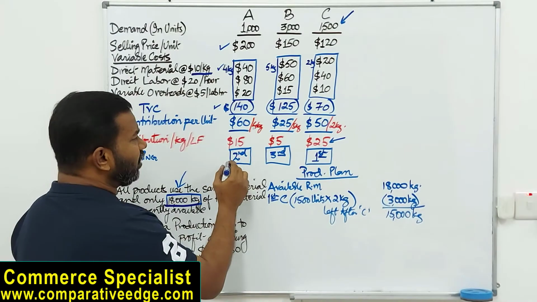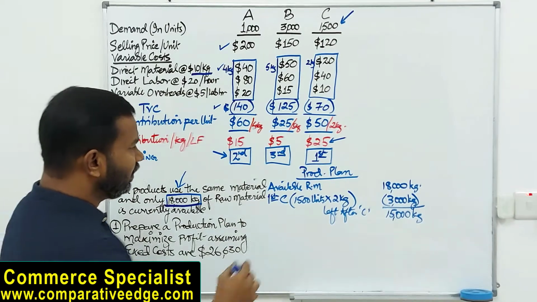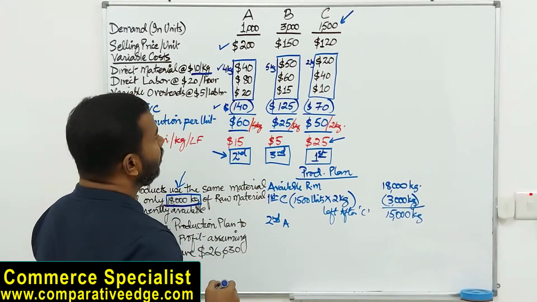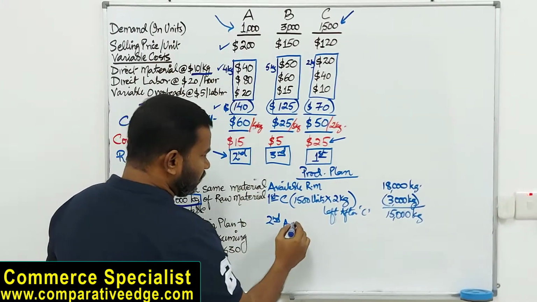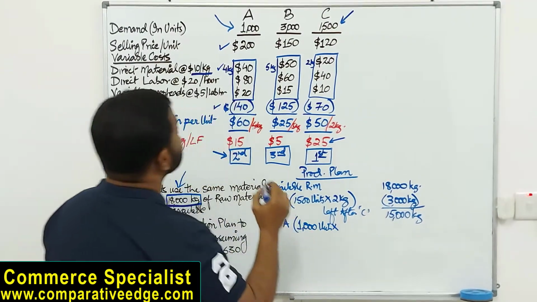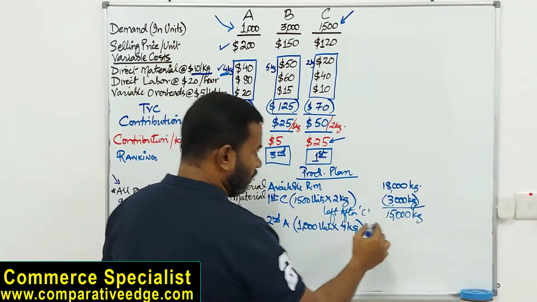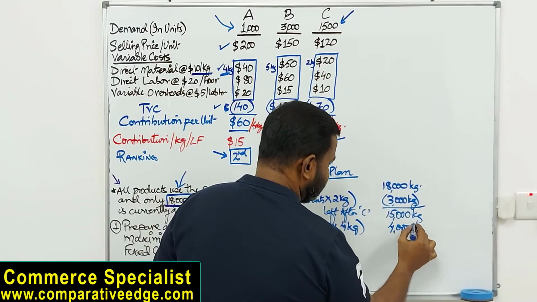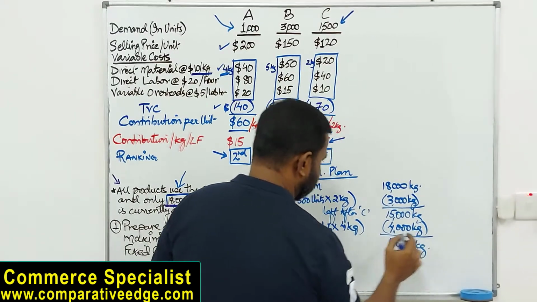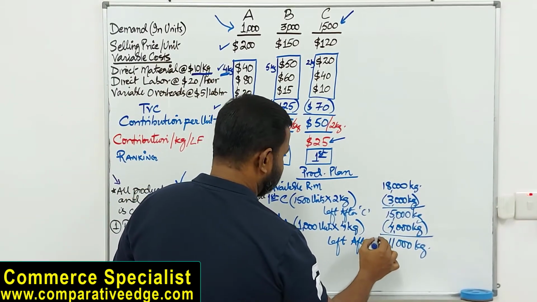Now look at the second priority. The second highest contribution is given by product A. So my second priority here is product A, and the demand for this is 1,000 units. So I'm going to make 1,000 units of product A, and each unit requires 4 kilograms. So into 4 kilograms, that's going to utilize 4,000 kilograms. I get 11,000 kilograms left. This much is left after making product A.